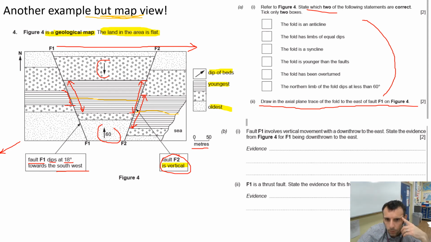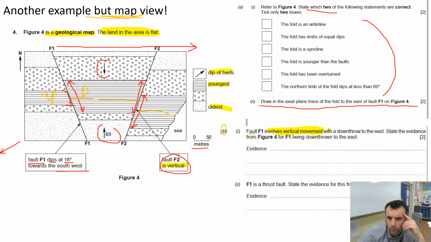if you want. The final part, which is B, it says fault F1 involves vertical movement, so it's also telling us we're looking at normal, reverse, or reverse thrust, and it says that it's a down throw to the east. So what they're saying is that easterly is the down throw side, and this is the up throw side. Well, that's moved up, that's moved down.